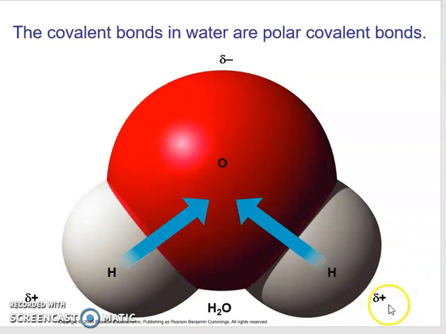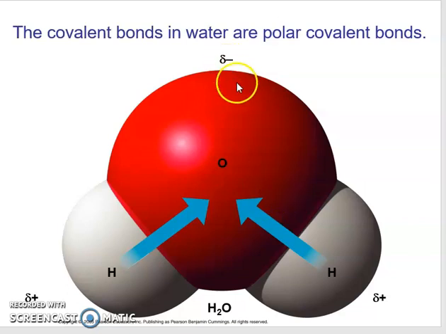These little lowercase deltas here, this is a partial positive charge. Here is a partial negative charge. The reason that that happens again is because oxygen pulls more strongly on electrons, forcing electrons to spend more time around the oxygen than they do around the hydrogens. So what does that do? Well, electrons are negatively charged, right?